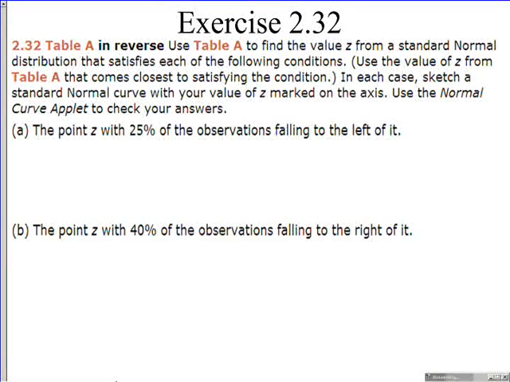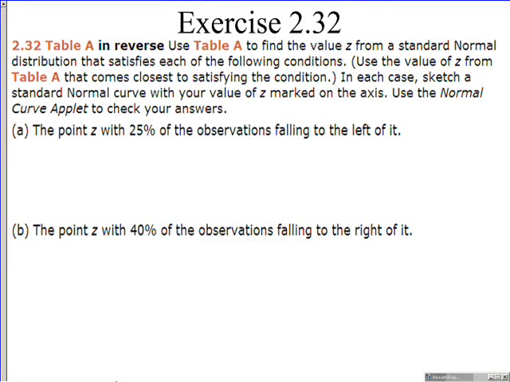Use Table A to find the value z from a standard normal distribution that satisfies each of the following conditions. Use the value of z from Table A that comes closest to satisfying the condition. In each case, sketch a standard normal curve with your value of z marked on the axis. Use the normal curve applet to check your answers. We don't need to do that. We're going to use the calculator as well as the table. The point z with 25% of the observations falling to the left of it.